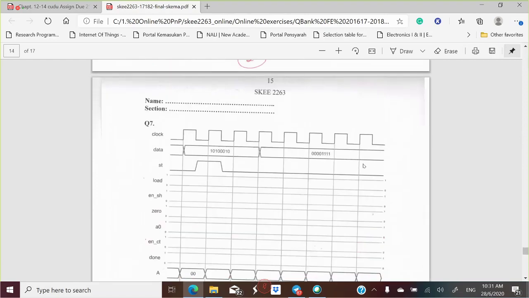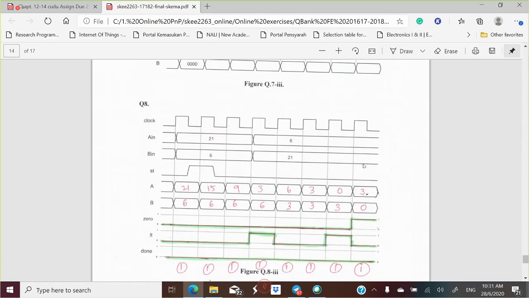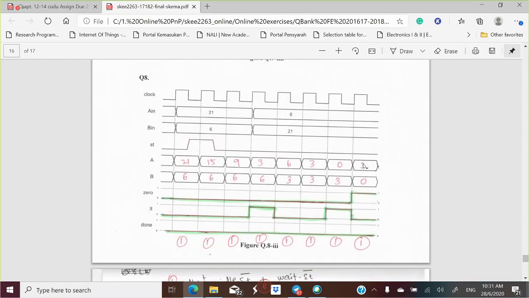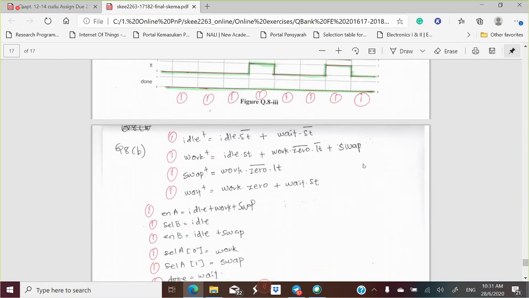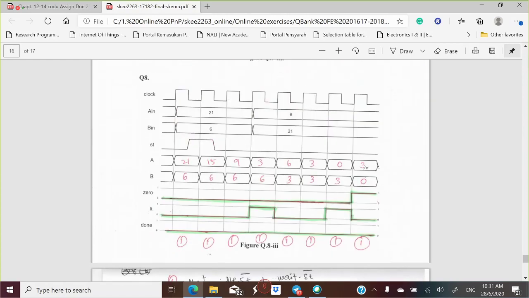Oh no. Wait. Here, number 8. But I think at number 8 we got, yeah, that's one. This is number 8. So yeah, there's an LT. I truncated this part, this waveform, right? I should have A in, B in, start, A, B, 0, less than, that means A less than B, and done.